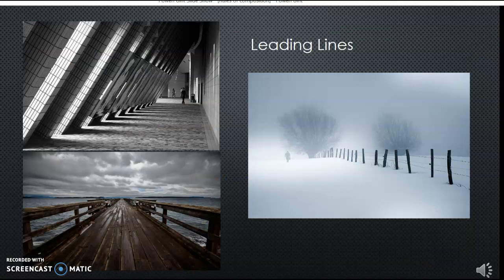Leading lines. Leading lines is one of my favorite. Leading lines uses repetitive lines in your environment. It can be architecture. It can be posts on a fence. It can be like this dock over here. And it really draws the viewer deep into the picture.